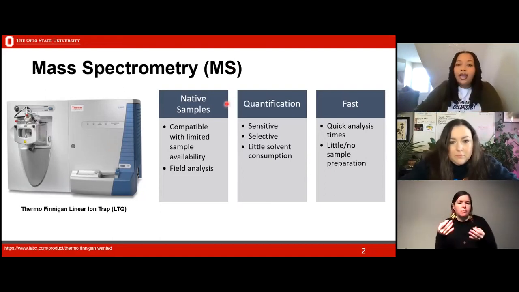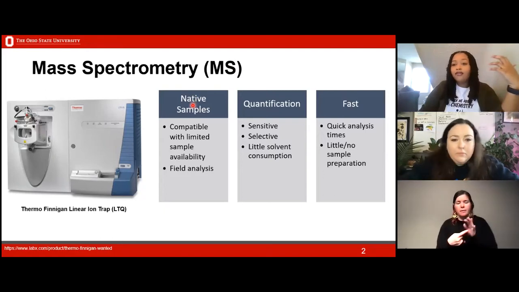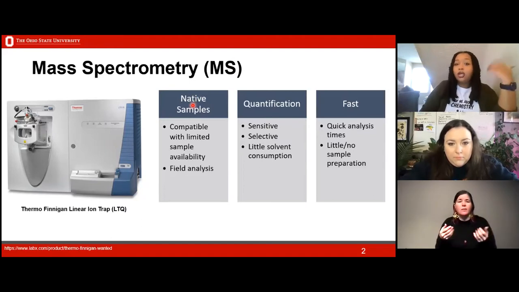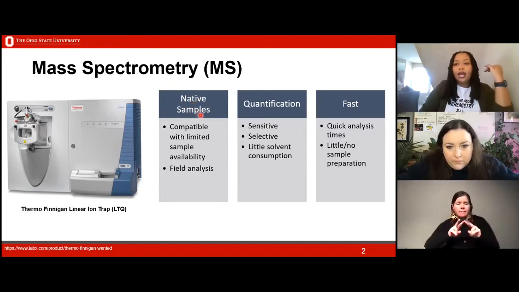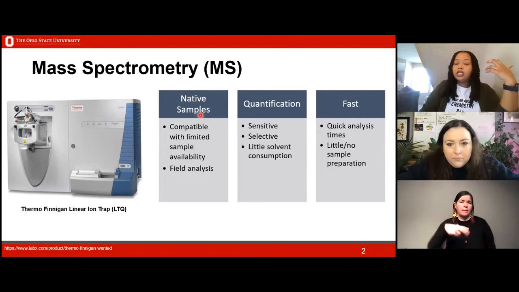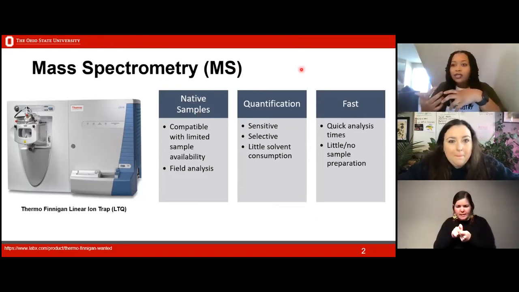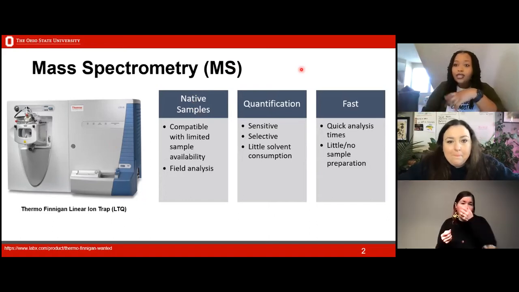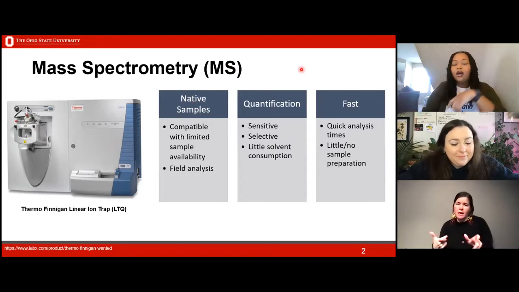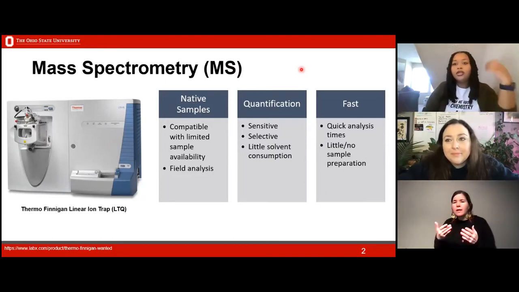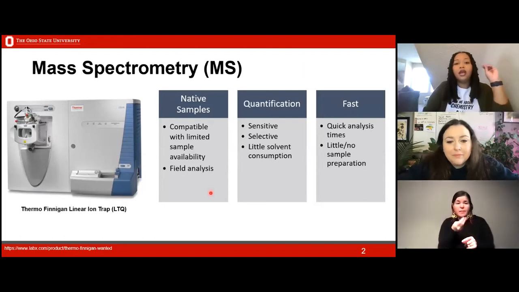But what makes it really great is that we can use native samples. Any sample that you have, like a piece of fruit, a blood sample, anything in between, you can analyze with mass spec. It also gives you quantification information. So what the concentration is, how much of something do we have in a given sample? You can find that out with mass spec. And it's also really, really fast. A lot of things take several hours to do. Some things take days. Mass spec you can do in a few minutes, which makes it really, really great.